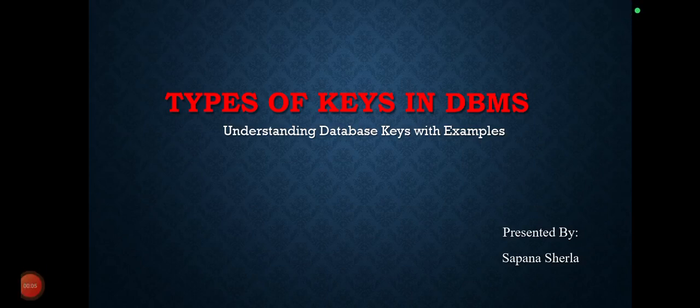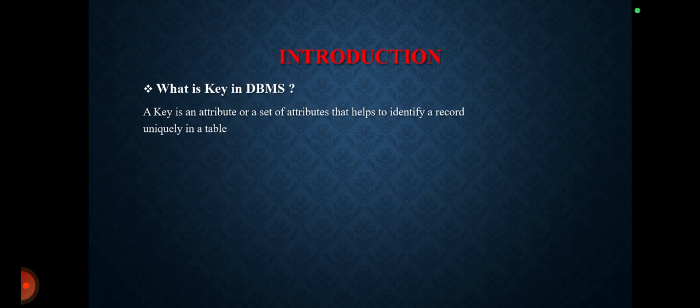Today we are going to learn about types of keys in DBMS. First, we see what a key in DBMS is. A key is simply an attribute or a group of attributes that uniquely identifies each record in a table. Think of it like a unique ID that helps us find one specific row among thousands.